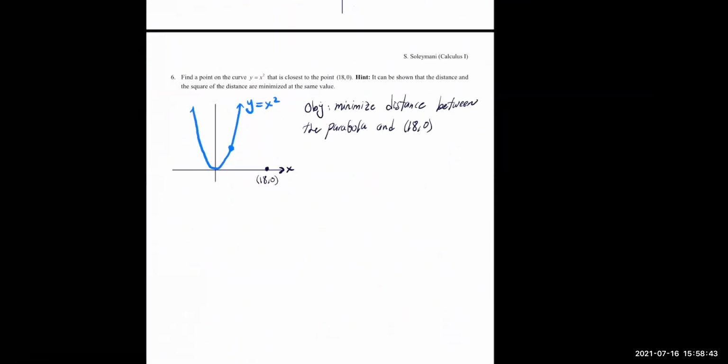We don't know what this point is, so I'm going to call the X coordinate of that point X, and I will call the Y coordinate Y. So here, again, we want to find (x, y). I'm rewriting the question. Find (x, y) such that the distance between (x, y) and (18, 0) is minimum.